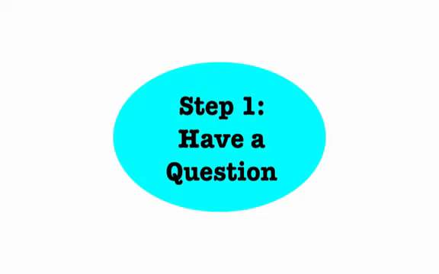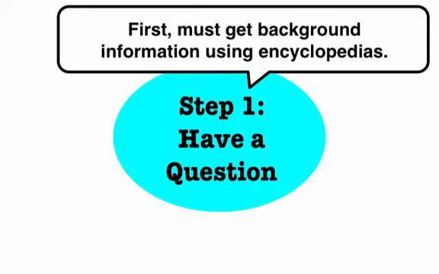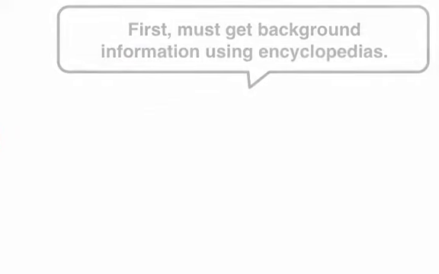Step 1. Have a question. Having a question is important because it helps to guide your searching. However, it is hard to ask a question about a topic if you don't know anything about it. This is where encyclopedias come in. Encyclopedias can give you enough background information on a topic so that you can formulate a question.